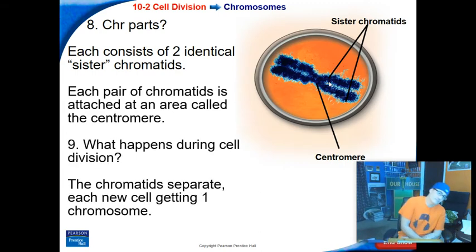During cell division, the chromatids get separated, and each new cell, which is called a daughter cell, gets one chromosome. Now remember, humans have 23 pairs of chromosomes, okay? 22 of those are autosomes, and the other two are sex chromosomes, the X and the Y chromosome. If you have an X and an X, you are a girl, and if you have an X and a Y, you're a boy.